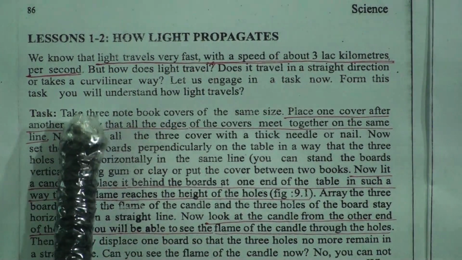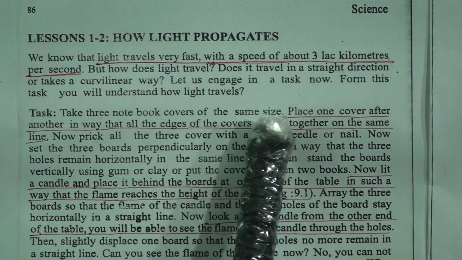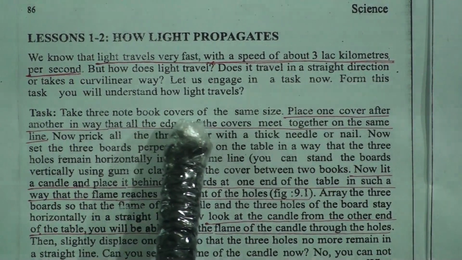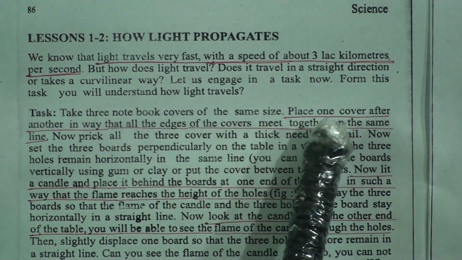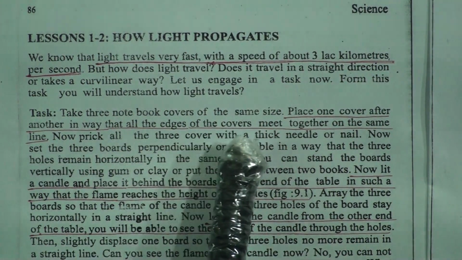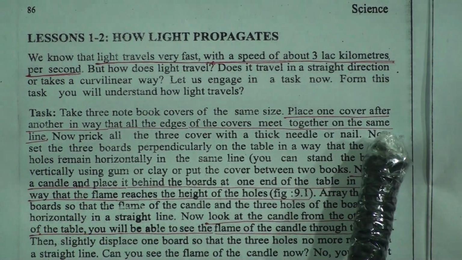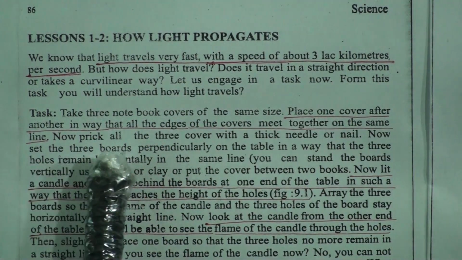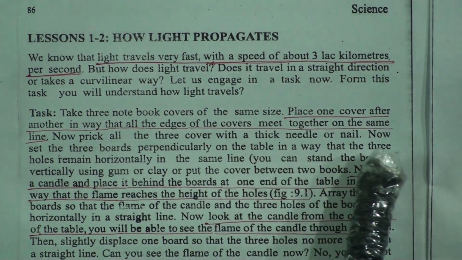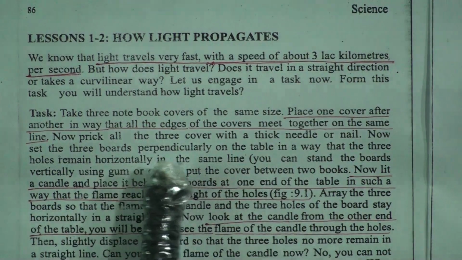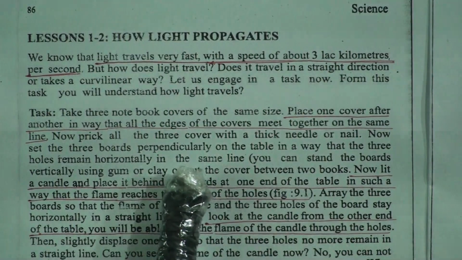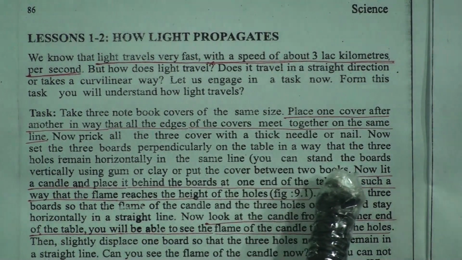Task. Take 3 notebook covers of the same size. Place one cover after another in a way that all the edges of the covers meet together on the same line. Now prick all the 3 covers with a thick needle or nail. Now set the 3 boards perpendicularly on the table in a way that the 3 holes remain horizontally in the same line. You can stand the boards vertically using gum or clay or put the cover between 2 books.